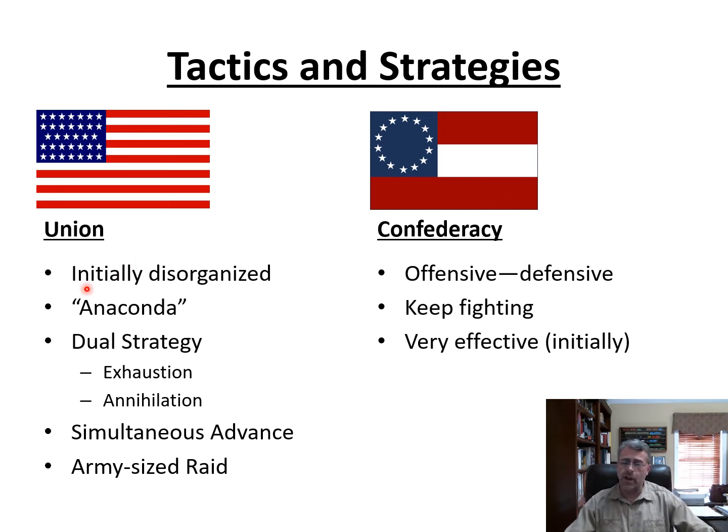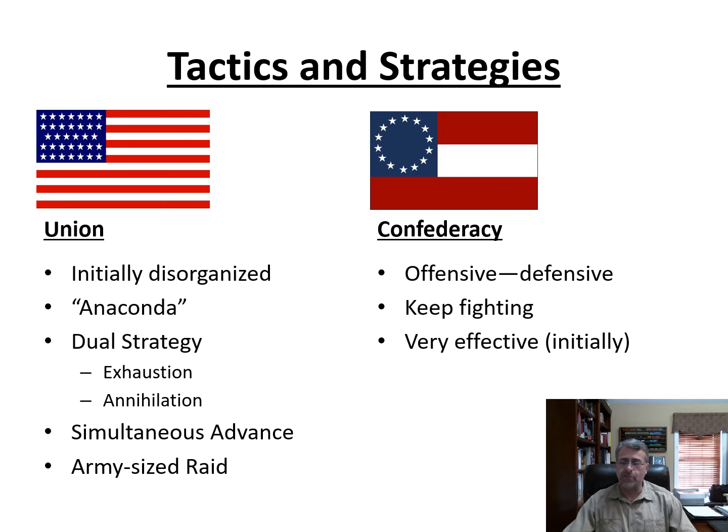Initially, the Union strategy was somewhat disorganized. They knew they were going to have to go into the South to put down this rebellion, but they weren't quite sure how they were going to accomplish it. So we got a lot of ideas on the table initially. And Lincoln, of course, was faced with having to sift through all these ideas, some of which were competing ideas, and decide what the overall strategy is going to be.